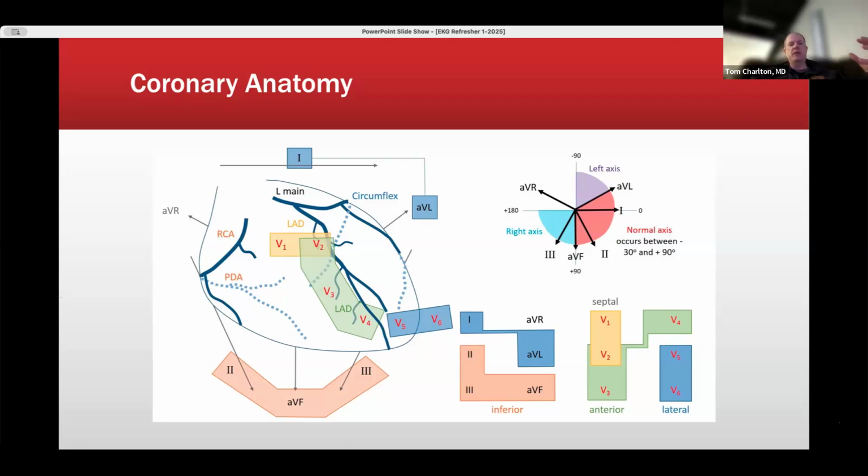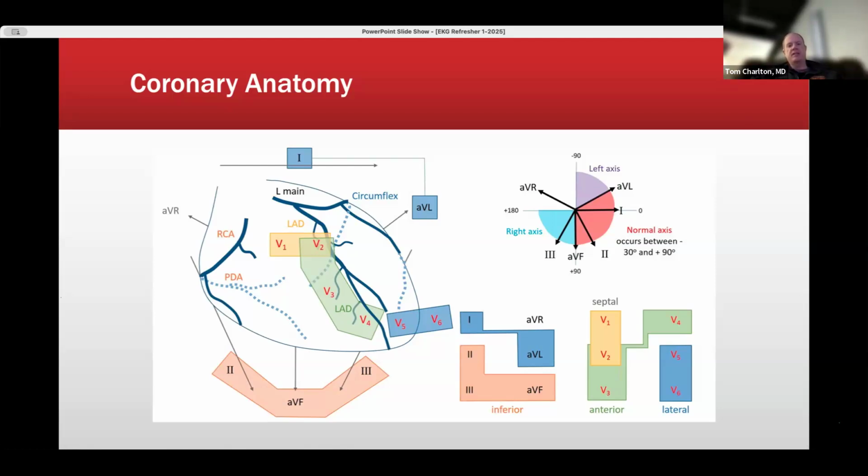The reason that's important is because those arteries supply sections of the heart. And we know that if somebody is having an infarction in 2, 3, and aVF, that's primarily affecting the right side of the heart. The right side of the heart is very pressure sensitive. And so if we give them nitro and it drops their pressure, we may cause a cardiac arrest.